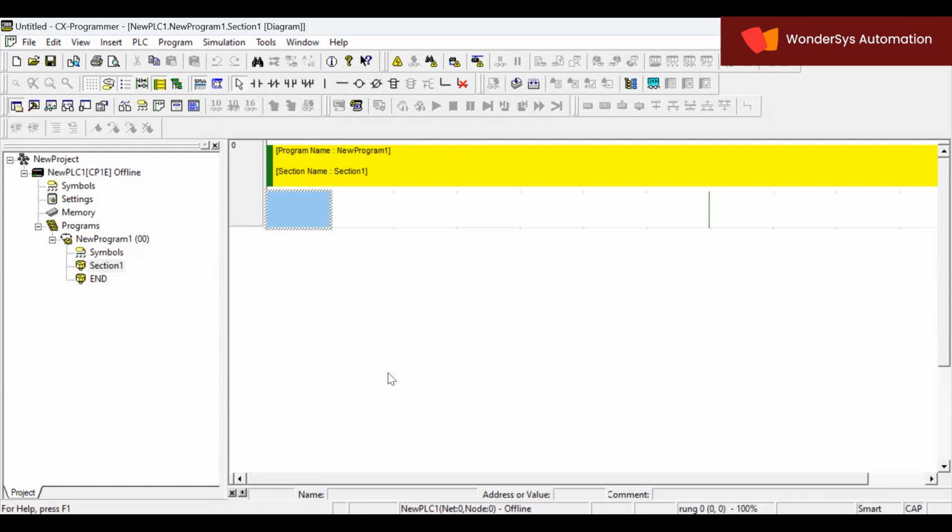Whenever we use a set coil or a set state, the output will always remain in a high state. Whenever I use a reset coil, the output will always remain in the 0 state. That is set and reset. So here, set always represents 1 and reset represents 0.